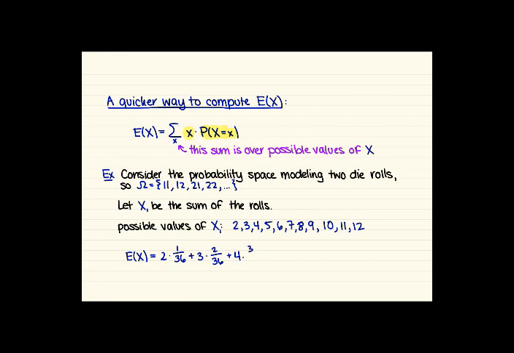So we've got 3 over 36, plus 5 times, and for 5, let's see, you've got 1 plus 4, 2 plus 3, 3 plus 2, 4 plus 1, so we've got 4 ways there. And so on, so you can finish this up to actually compute the expected value there.